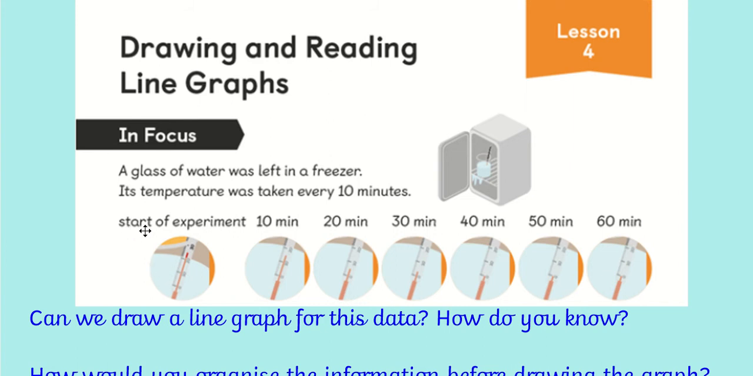So at the start of the experiment, it's very blurry, but I think that is 25 degrees. Then after 10 minutes it had gone down a bit. After 20 minutes, I can't quite read that. Maybe you'll be able to read it a little bit better. But we can see that the temperature is going down and down and down. And after 60 minutes, it seems to be all the way down to the bottom to 0. And it looks like it stayed that way for a while.